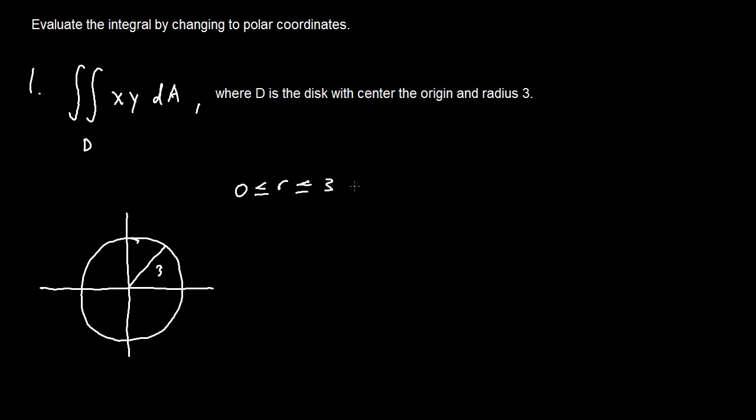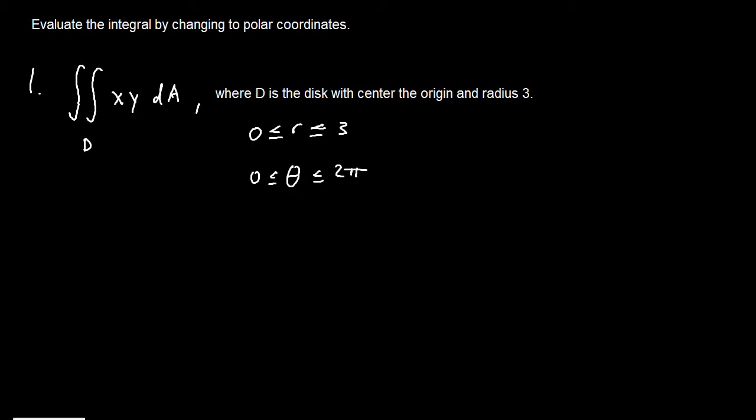Now for theta, realize that this is a complete circle. So we're basically going a full 360 degrees or a full 2 pi radians. So this tells us that theta is going to go from 0 to 2 pi. So if we go ahead and rewrite the integral, we can say the double integral. Now the theta bounds are going to be on the outside integral, so we can say from 0 to 2 pi. And the r bounds are always going to be on the inner integral, so that is going to be from 0 to 3.